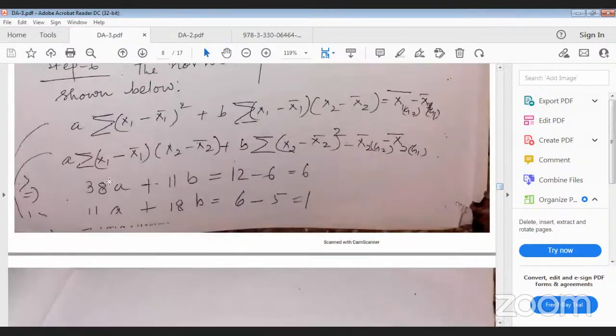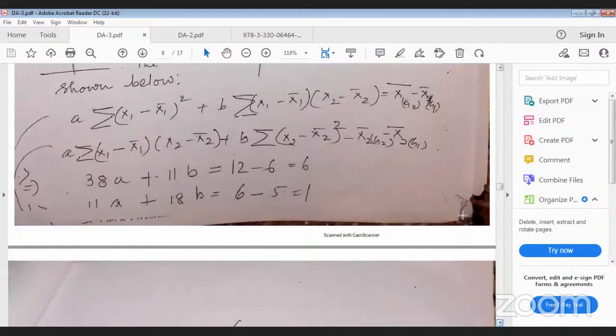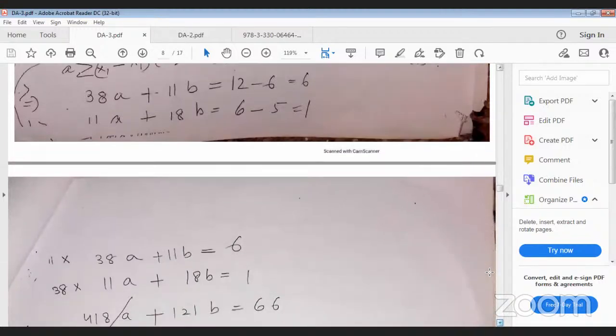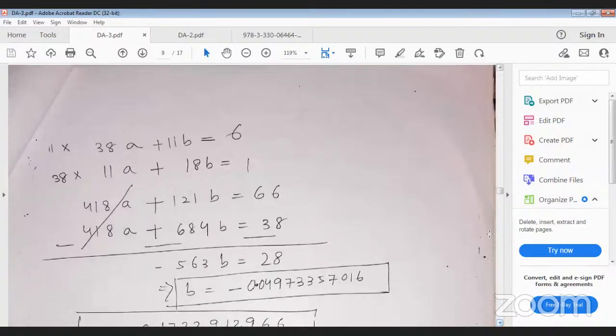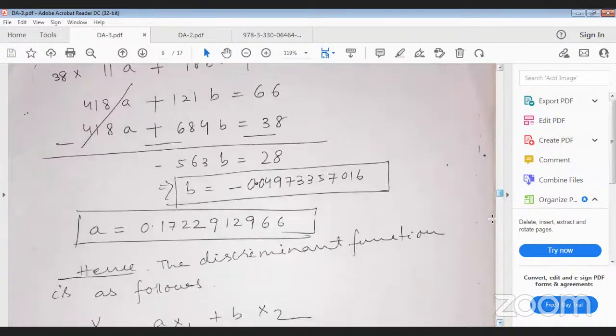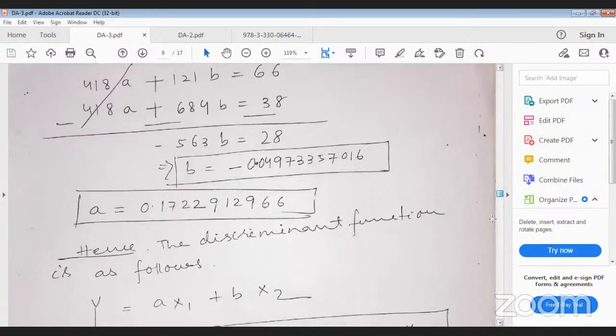Two linear equations, or normal equations you can say. 38a plus 11b, where a and b are two constants, is equal to 6. Similarly, 11a plus 18b is equal to 1. Now you can solve these two equations and you will get the a and b values. Simultaneous equations, I think all of you know how to solve them. You solve it, you will get a and b.